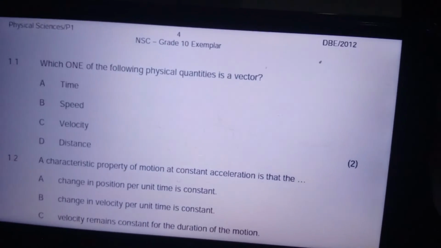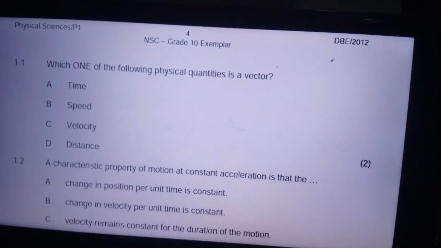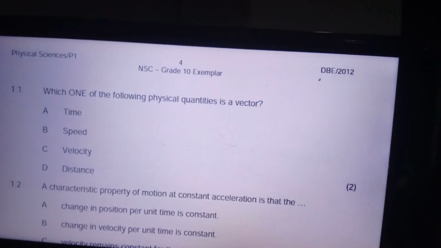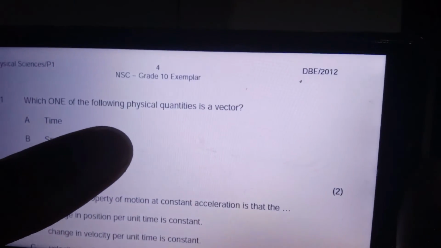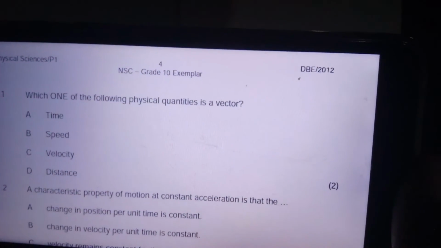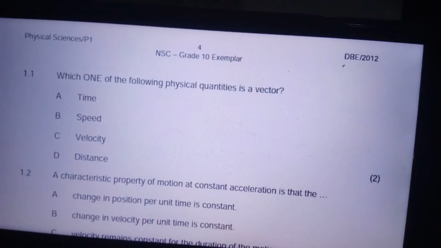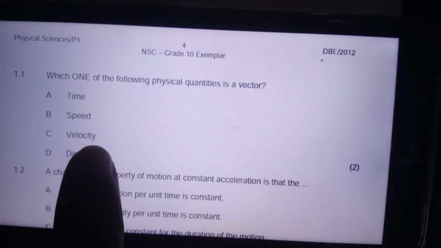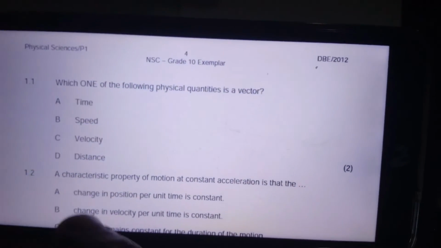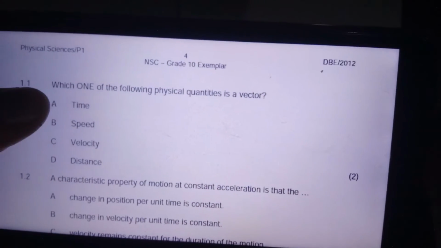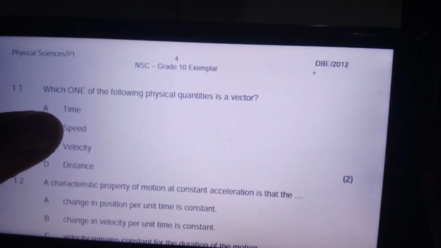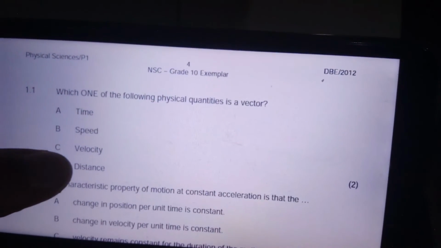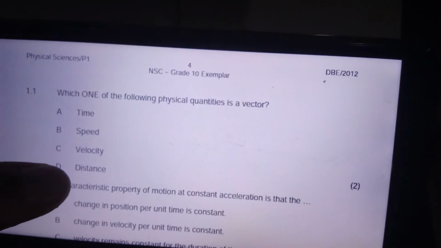Okay, so we have a question over here, and it is from 2012. It says, which one of the following physical quantities is a vector? The options given to us are time, speed, velocity, and distance. We already discussed that time is not a vector. Definitely time doesn't have direction. Speed doesn't have direction. Only velocity has direction. So the answer here will be C.